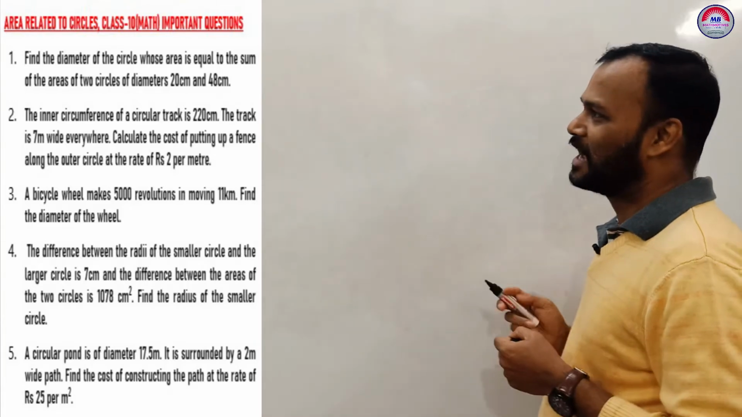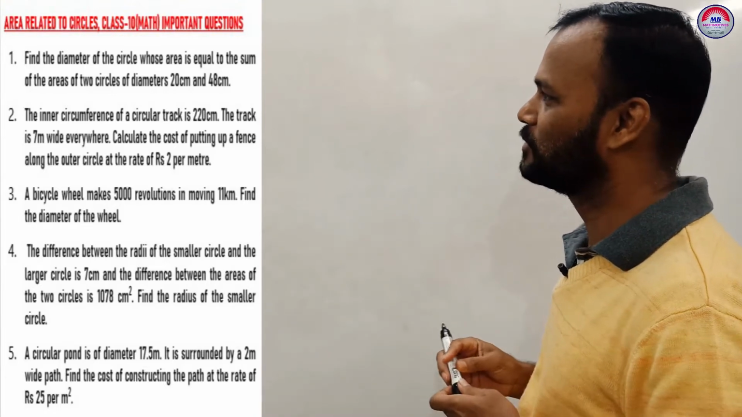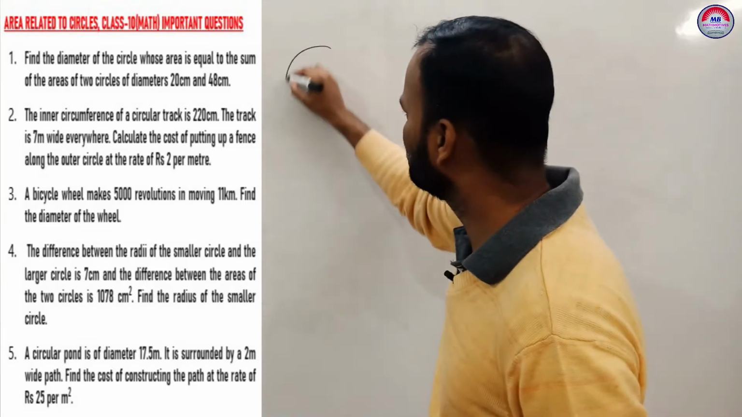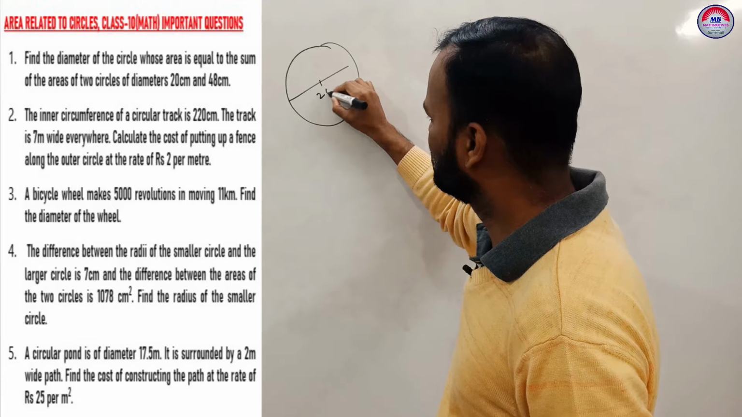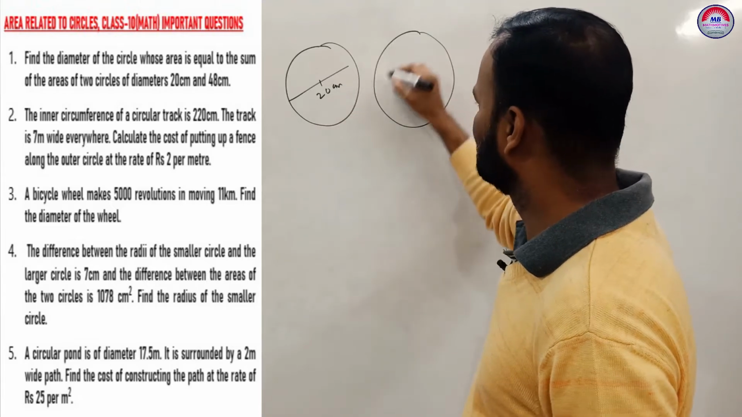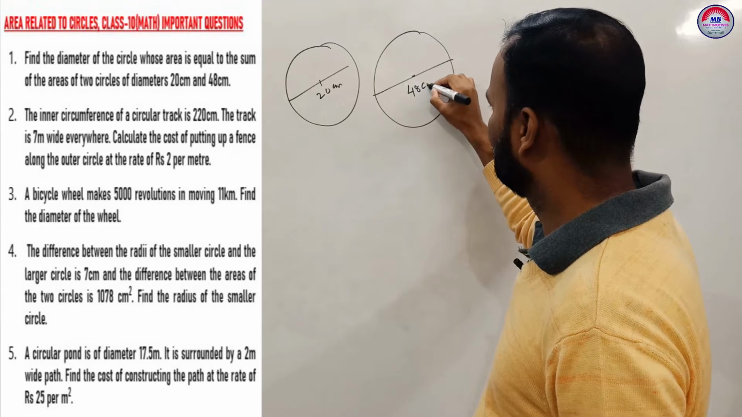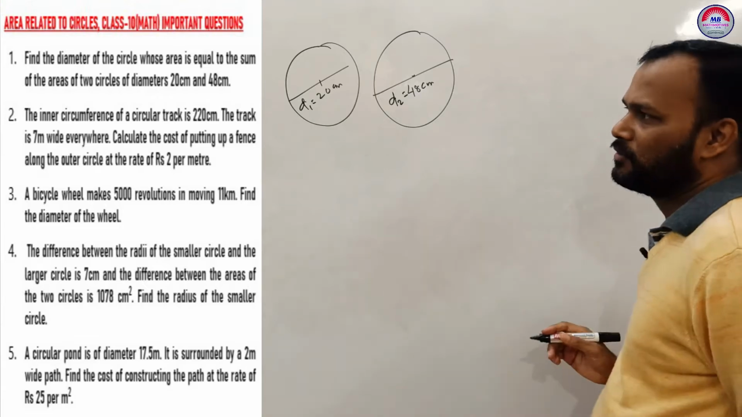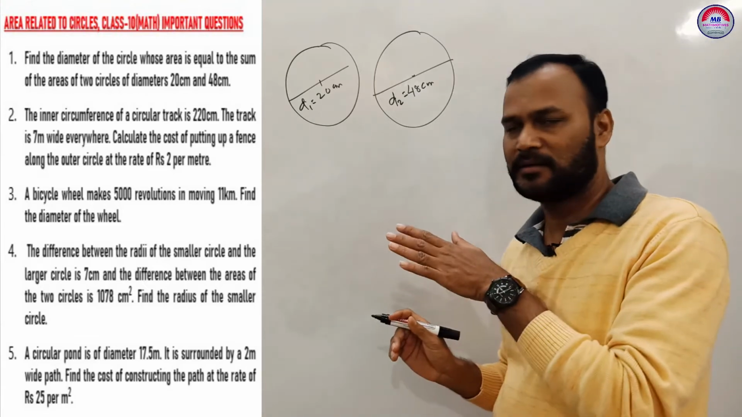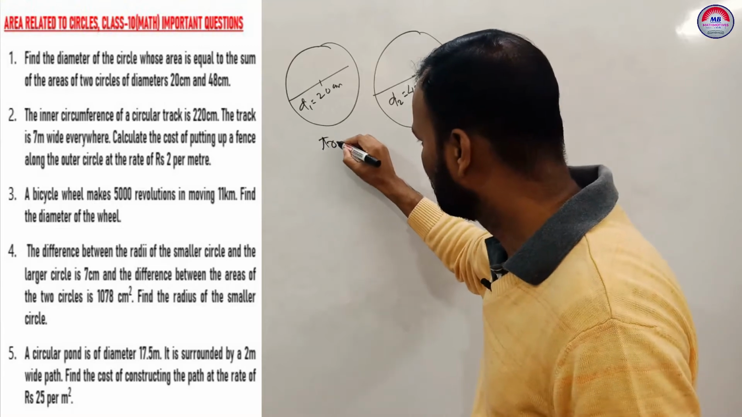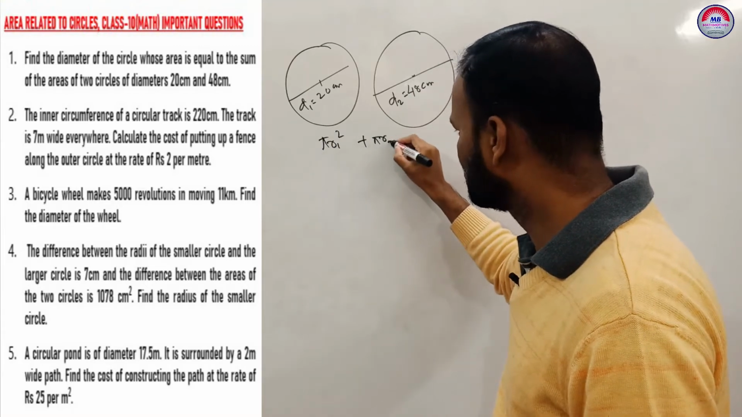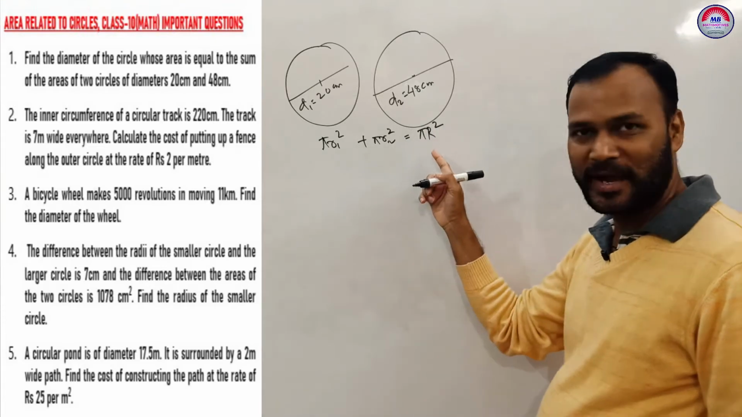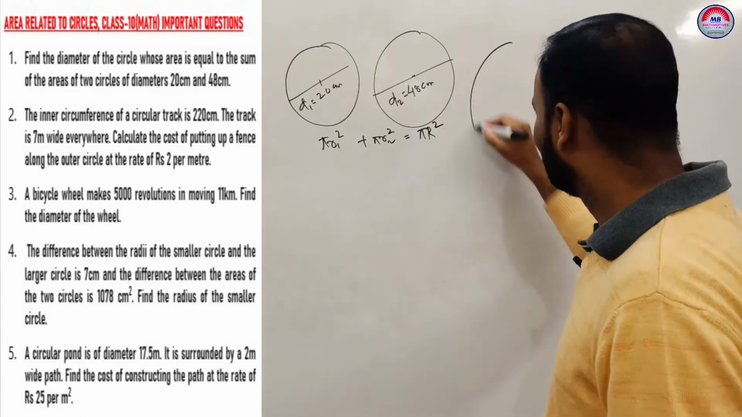Question number 1. Find the diameter of the circle whose area is equal to the sum of the areas of two circles of diameter 20 cm and 48 cm. You see, one circle here has diameter 20 cm and another circle has 48 cm diameter. It is D1 and this is D2. Now you have to find the diameter of the third circle: area of the first circle plus area of the second circle will be equal to the area of the third circle. We will find the diameter of the third circle.